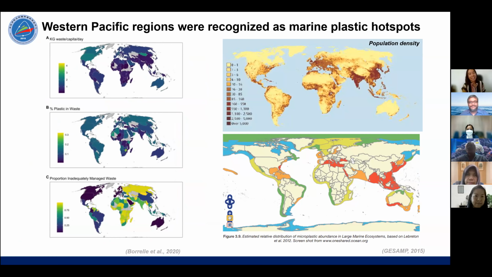Due to the huge density of population and the limited per capita capacity to deal with plastic waste, the WESTPAC region has been recognized as a hotspot for marine plastic pollution, which needs extra effort in order to combat this urgent environmental issue.